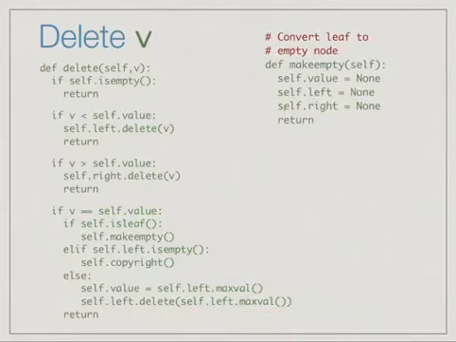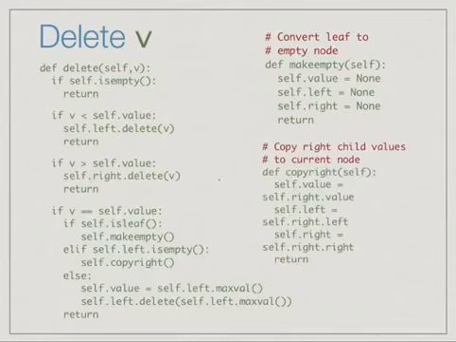So make empty just says convert this into an empty node. An empty node is one in which all three fields are None. So we'll just say self.value is None, self.left is None, self.right is None. So if it had an empty node hanging off it, those empty nodes are now disconnected from the tree. Okay, so this is this make empty function.